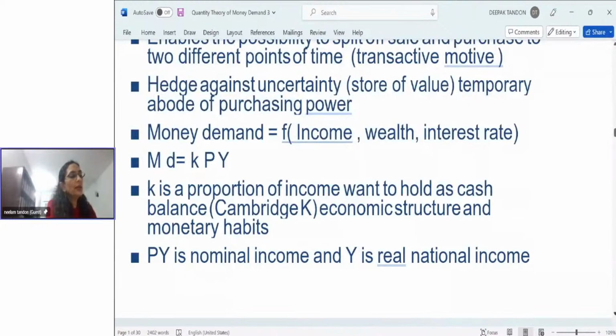Transaction velocity of money, once again in simple words. Okay, Sayed, the transaction velocity of money in simple words. I'll give you one example.